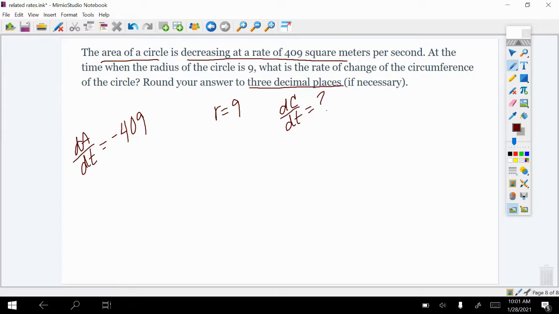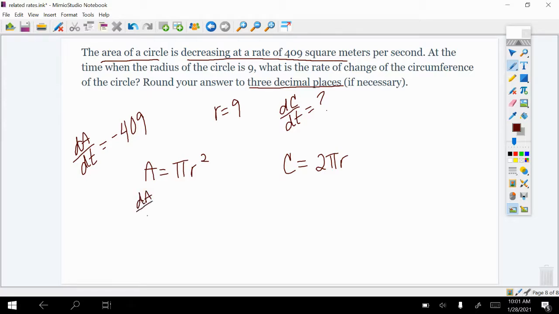They will probably not give you formulas for area. Volume formulas tend to be given, area not. So my area of a circle is pi r squared. And circumference, the other formula I'm going to need, of a circle is 2 pi r. I'm going to derive each of them because everything's changing. Area is changing, circumference changing, radius changing.